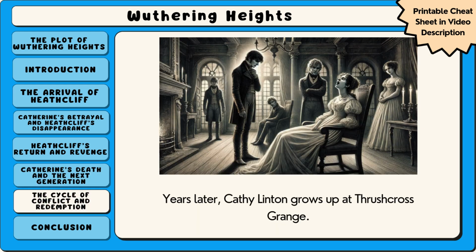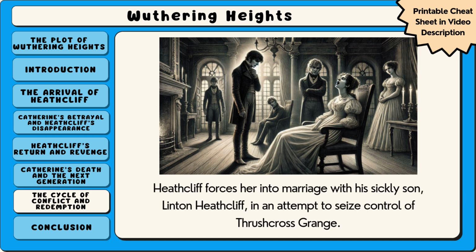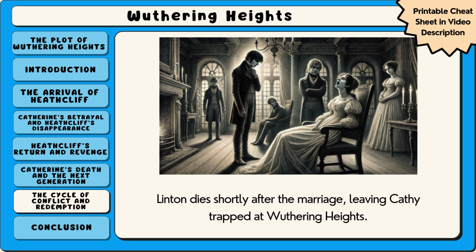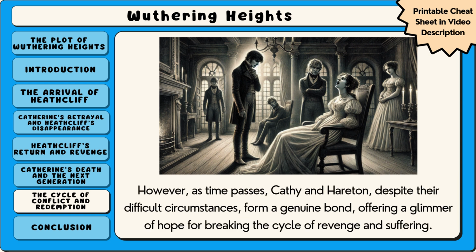Years later, Cathy Linton grows up at Thrushcross Grange. Heathcliff forces her into marriage with his sickly son, Linton Heathcliff, in an attempt to seize control of Thrushcross Grange. Linton dies shortly after the marriage, leaving Cathy trapped at Wuthering Heights. However, as time passes, Cathy and Hareton, despite their difficult circumstances, form a genuine bond, offering a glimmer of hope for breaking the cycle of revenge and suffering.